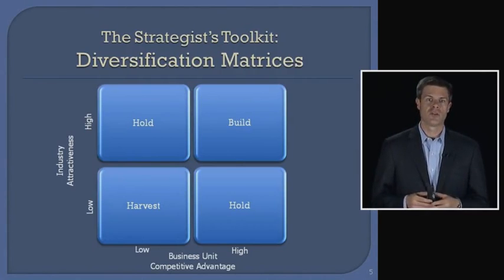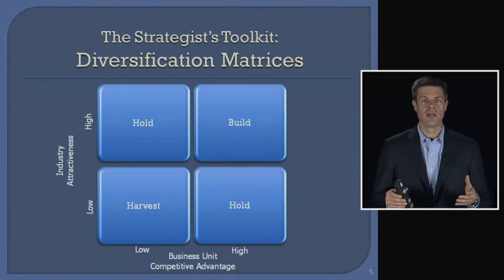The BCG matrix uses on its axes growth and market share, and there's some reasons why that can be useful when analyzing businesses. I prefer the matrix that you see here in the PowerPoint slides. This is one developed by McKinsey Consulting and also used by General Electric themselves. Here the two axes we use are business unit competitive advantage and industry attractiveness.